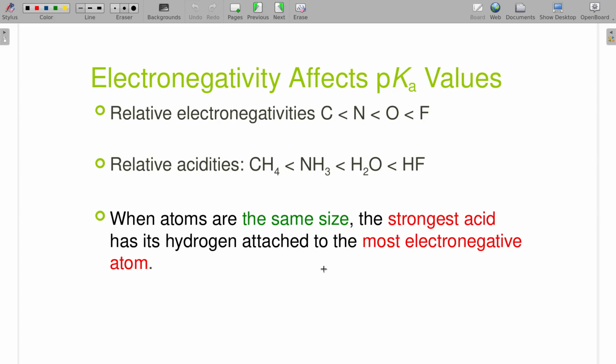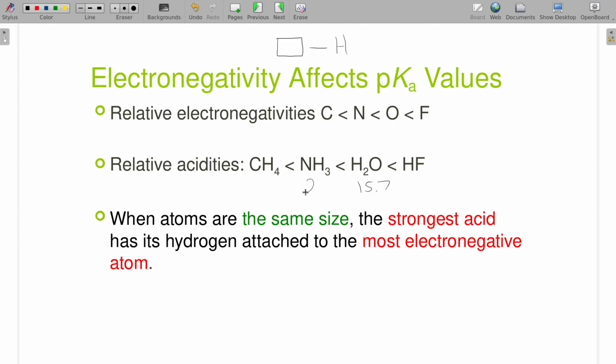If we're talking about the actual pKa's and how electronegativity plays in, the atom that's directly attached to the hydrogen is the electronegative atom we care about. And it turns out the more electronegative the atom is here, the stronger it is as an acid. HF is a stronger acid than H2O, which is stronger than NH3, which is stronger than CH4. And we just assign these values.